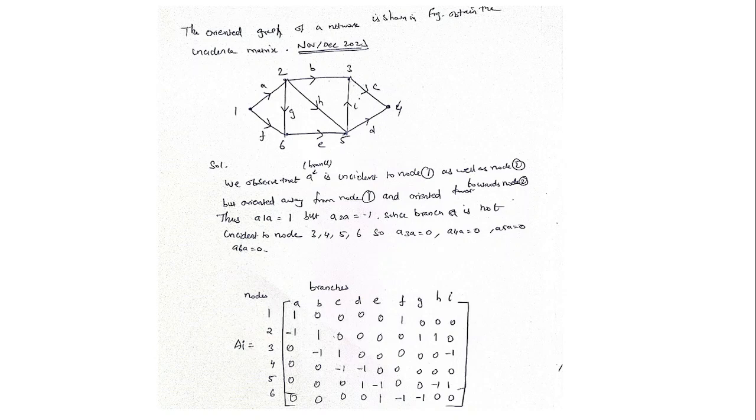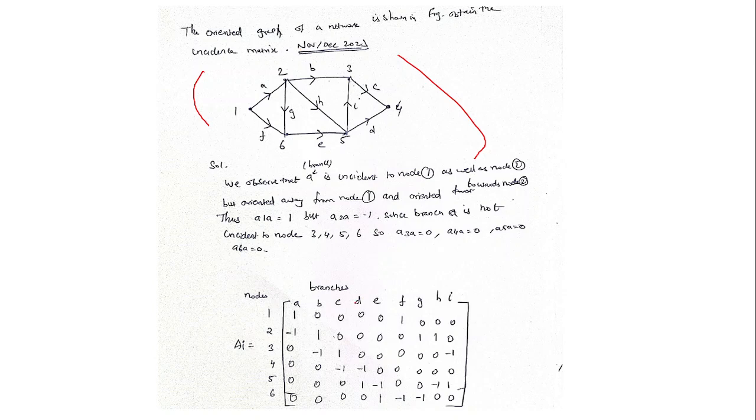So now we are going to discuss the incidence matrix. The question asked in November-December 2023: the oriented graph of a network is shown in the figure. This was given in the question paper. You need to obtain the incidence matrix. It is very simple to write the incidence matrix.